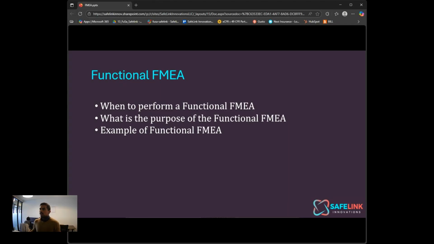Today's topic is about functional FMEAs. We're going to talk about when to perform a functional FMEA, what is the goal of a functional FMEA, and then we're going to look at a very simple example of how a functional FMEA can be performed. This is a way in which it can be performed. It doesn't have to be the only way.